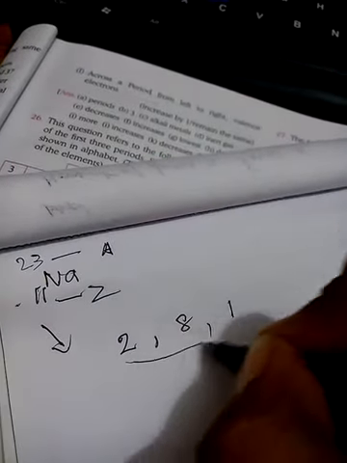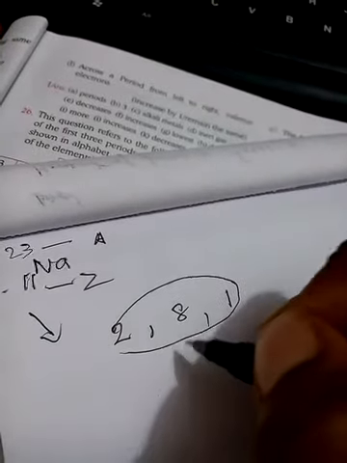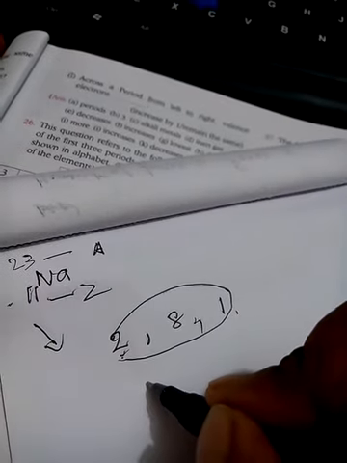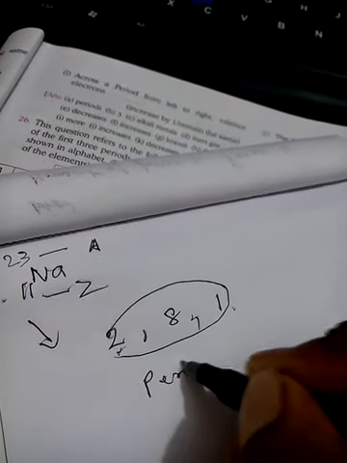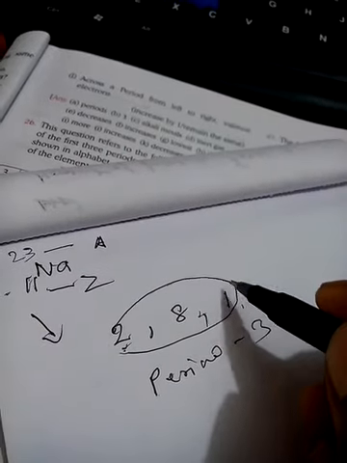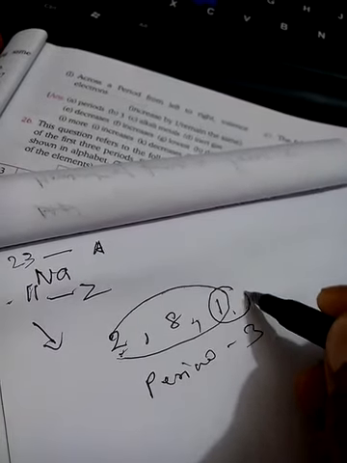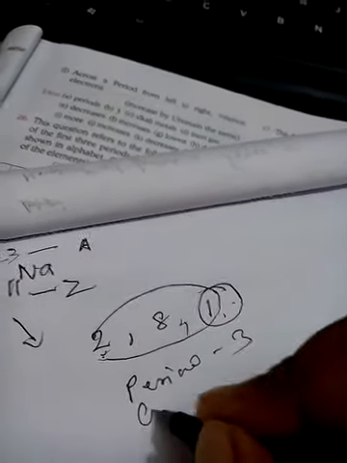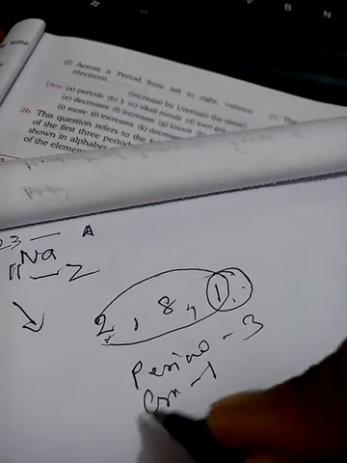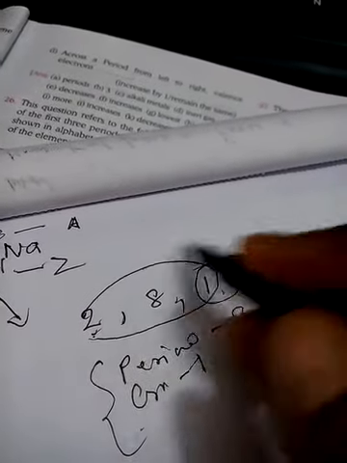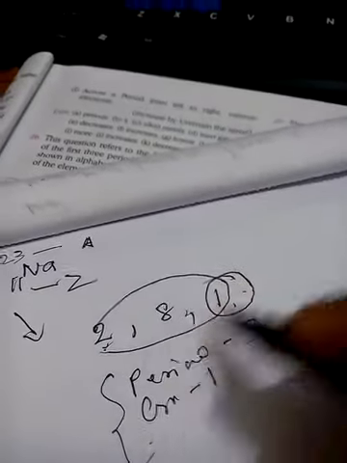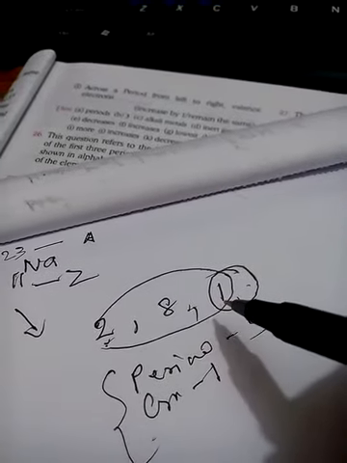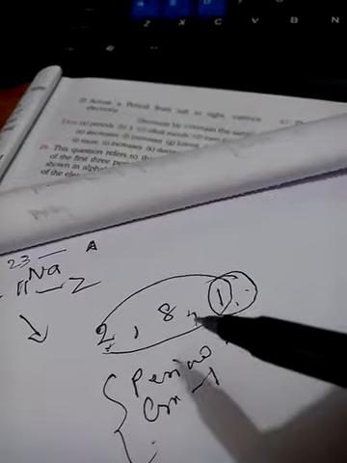Now from this electronic configuration we can predict the position of sodium. How many orbits? 1, 2, 3. That means there are 3 orbits, which means the period is 3. Now what is the number of electrons in the valence shell? 1. Or what is the valency of sodium? 1, which means group 1. So period 3, group 1. Like this we can predict the group and period of the element from the atomic number. So atomic number is very important, right?